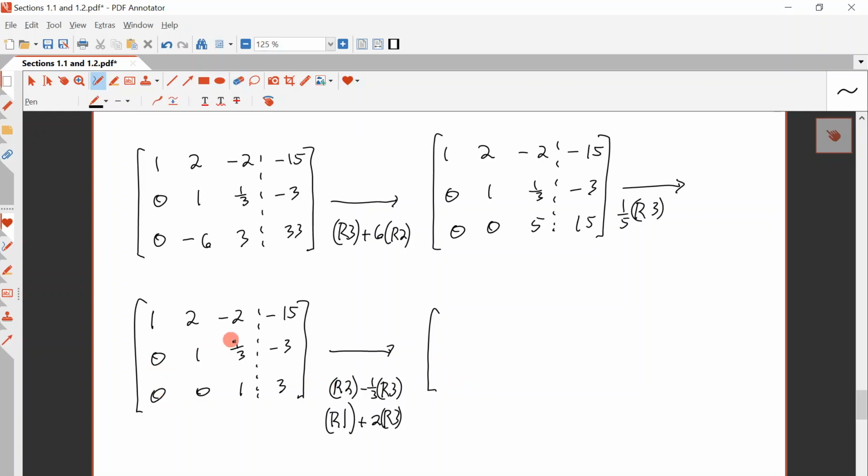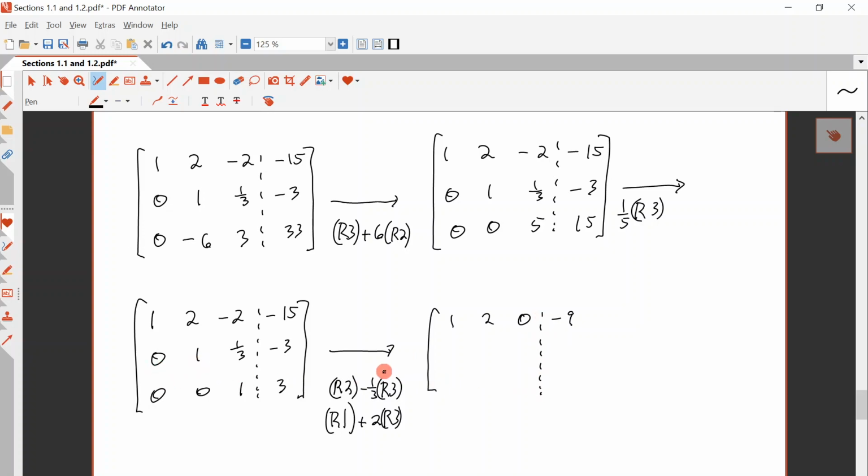Well, let's take care of row 1 first. 1 plus twice 0 is still 1. 2 plus twice 0 is still 2. Minus 2 plus 2 is 0. And then minus 15 plus 6 is minus 9.